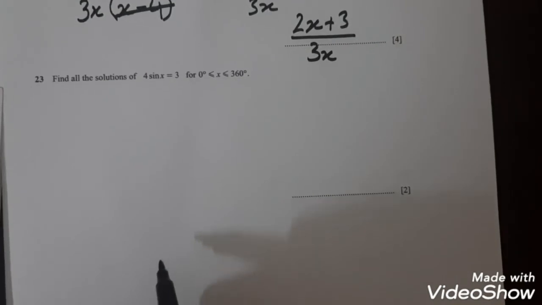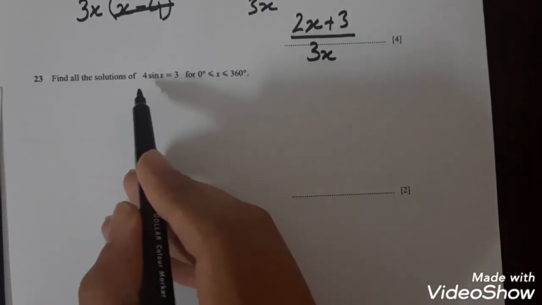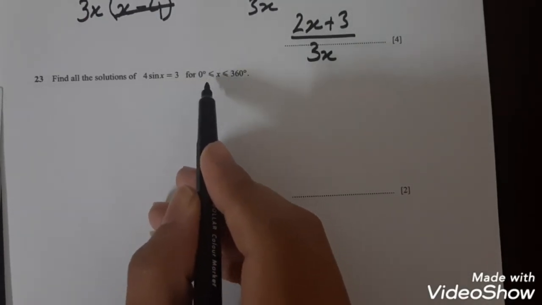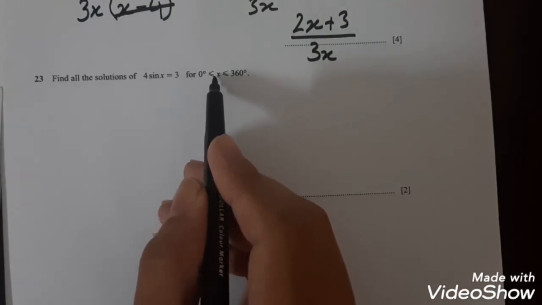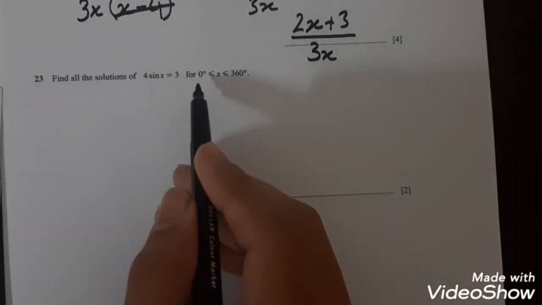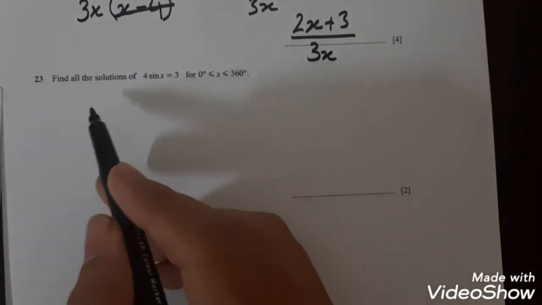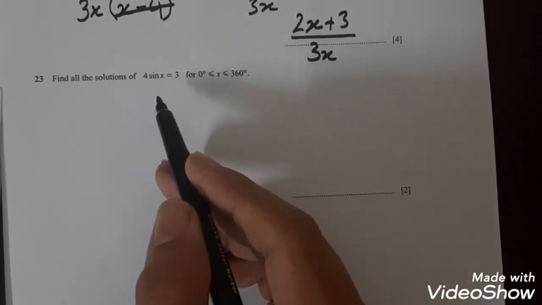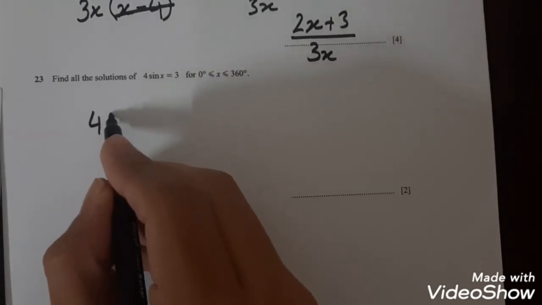Then question 23 states find all the solutions of 4 sine x is equal to 3 for x greater than or equal to 0 degrees and less than or equal to 360 degrees. Find all the solutions. So over here we will write 4.